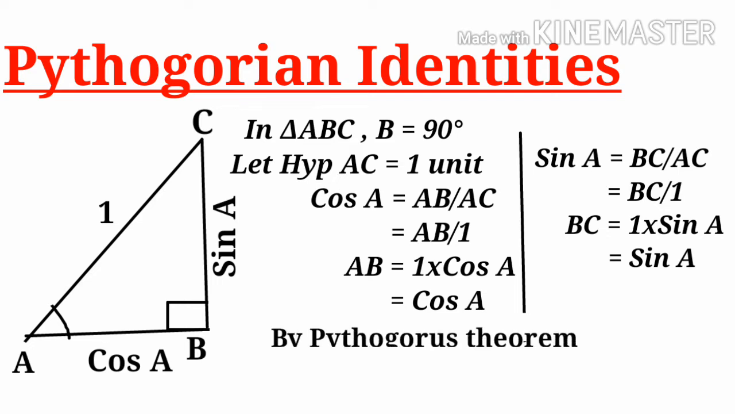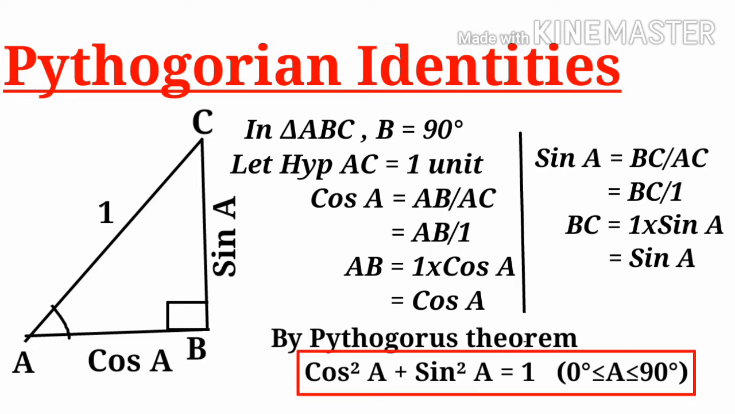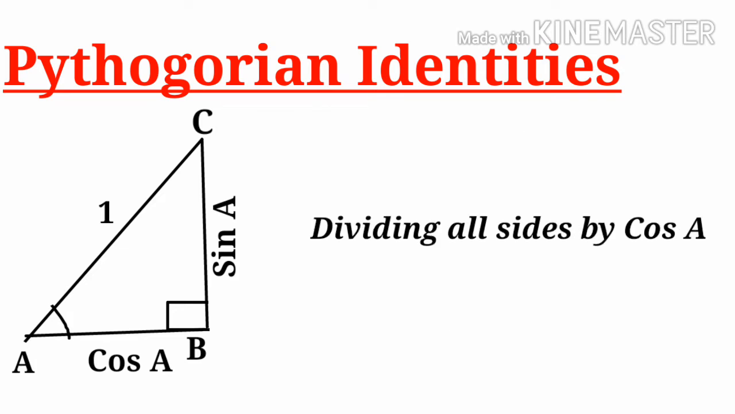So this is the Pythagorean identity. By Pythagoras theorem, cos square A plus sin square A is equal to 1, which is true for all values of angles with 0 less than or equal to A and A less than or equal to 90 degrees. Now we define the second identity.